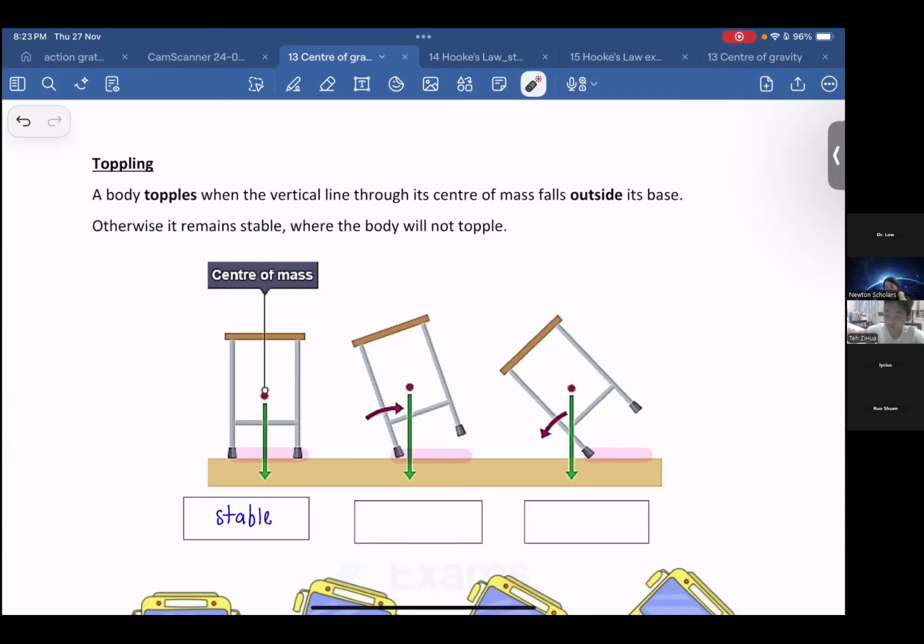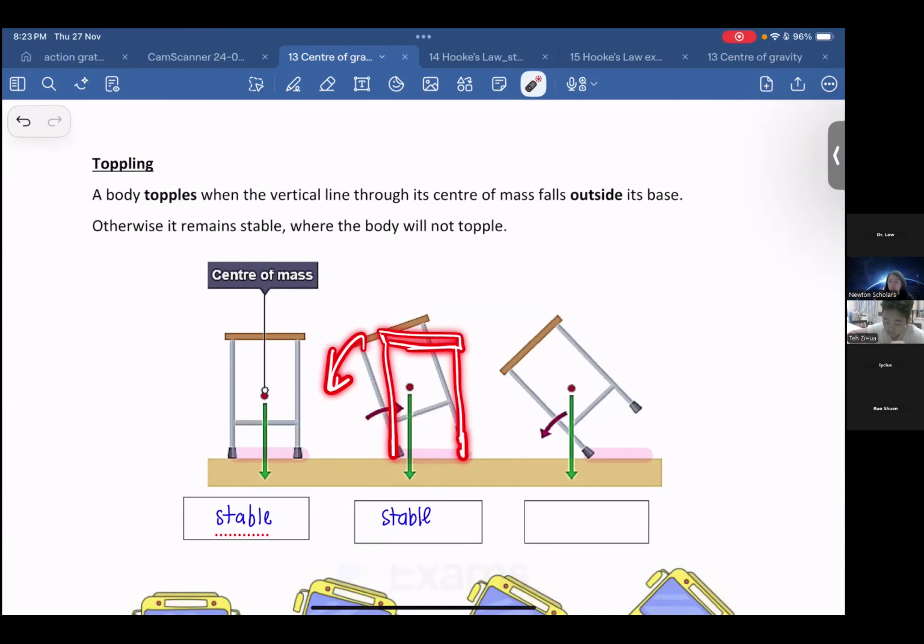Second case, we push slightly a little bit. Then from the center of mass, we draw a straight vertical line. We still find that it is inside the base. What does it mean? In this case, it will also be stable. It will come back to the original position after we release.